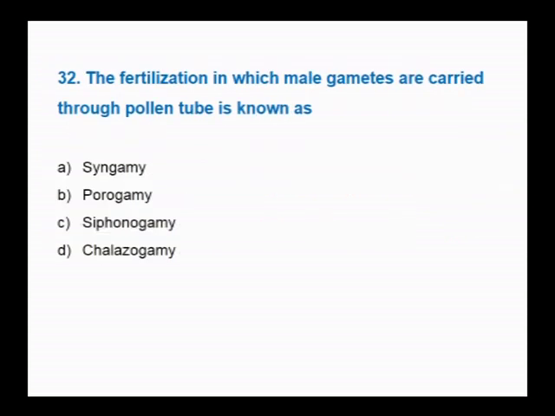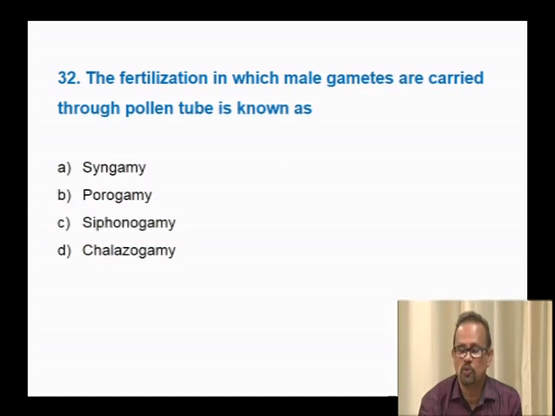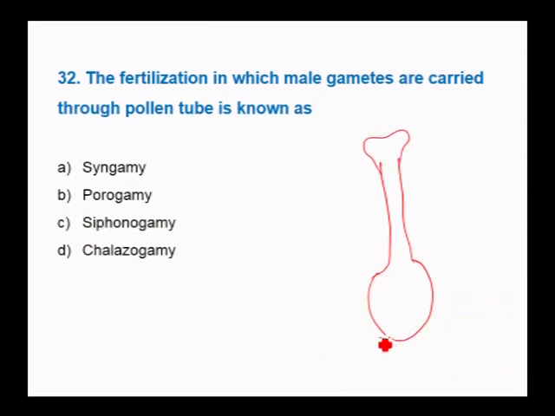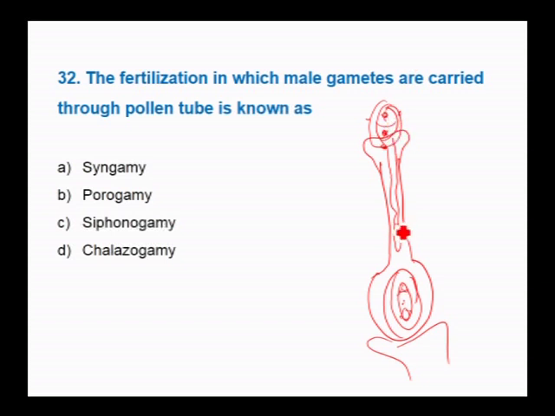Next question. The fertilization in which male gametes are carried through the pollen tube is known as. We have the ovary, style, stigma. Inside the ovary, the ovule with the embryo sac, antipodals, polar nuclei and egg cell with the synergids. When the pollen grain falls here, we have the generative cell, vegetative cell, exine. At some regions there is no exine, called germ pore. Here the intine develops into the pollen tube. In the pollen tube, the vegetative cell nucleus disintegrates, and the generative cell nucleus produces the two gametes. When the gametes are carried by that pollen tube which passes through the style, we use the term siphonogamy.